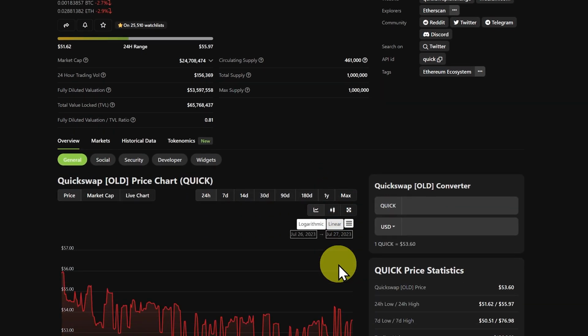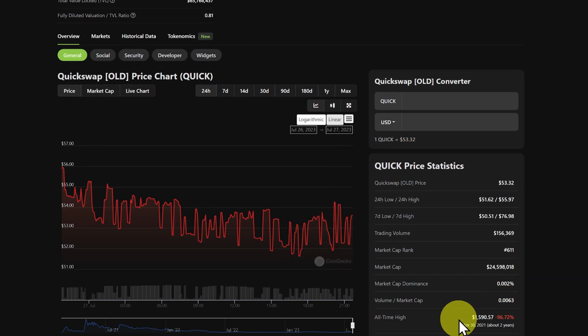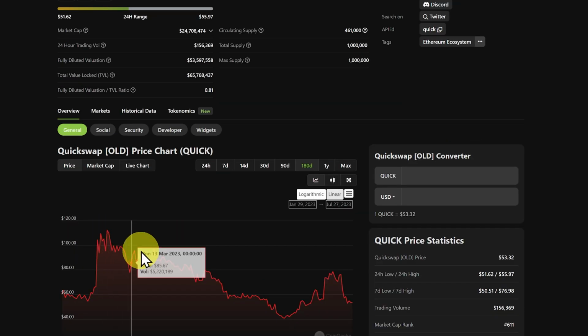I can show you plenty of examples like this. This one's pretty crazy. This is QuickSwap on Polygon. It reached this crazy high of almost $1,600 and now it's $53. And it's been downtrending as well.